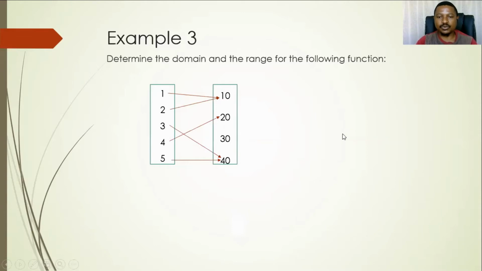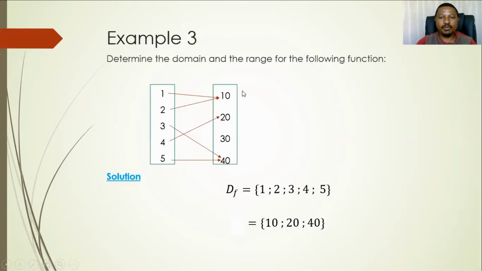So let's write the solutions, learners. You can write them in the following fashion. The domain of f will constitute these elements: 1, 2, 3, 4, and 5, written nicely. And then if we are looking for our range, it only constitutes 10, 20, and 40, but 30 is not included. That is how you would write the domain and the range for this particular function.